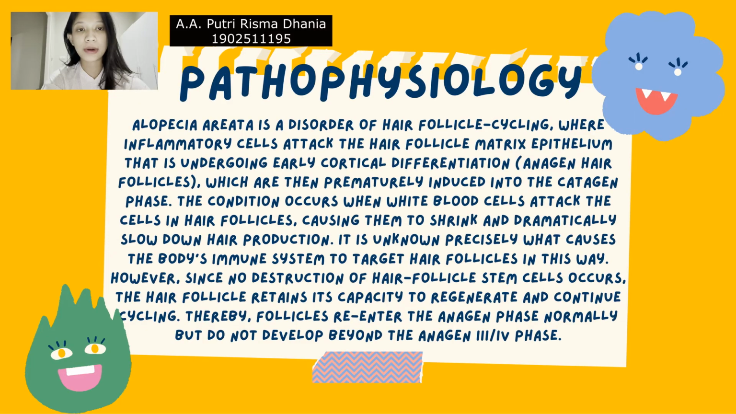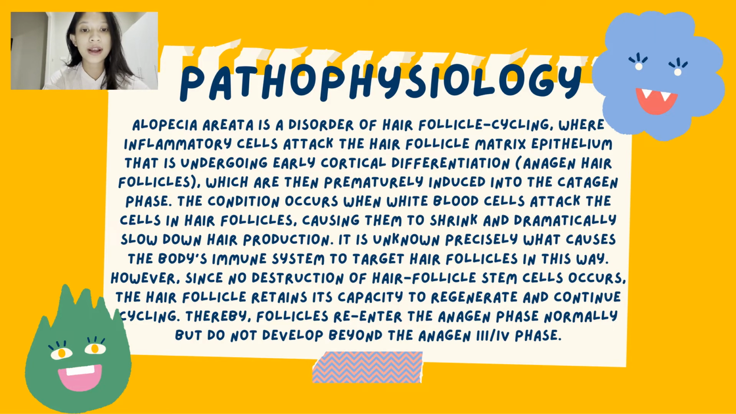Hello, my name is Rismanania, number 105, and I'll explain about the pathophysiology of alopecia areata. Alopecia areata is a disorder of hair follicle cycling, where inflammatory cells attack the hair follicle matrix epithelium that is undergoing early cortical differentiation, which are then prematurely induced into the catagen phase.